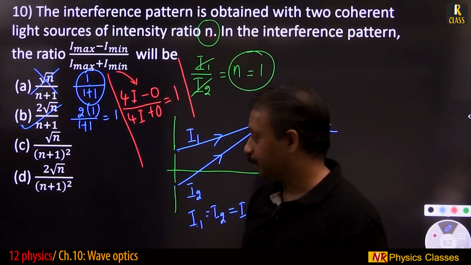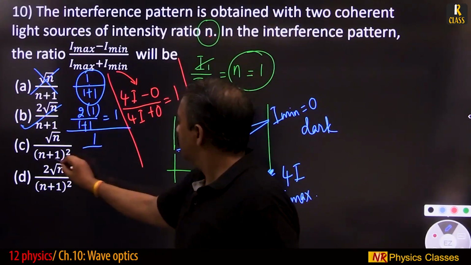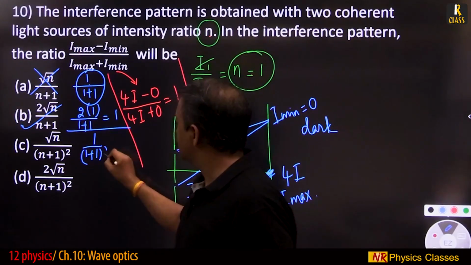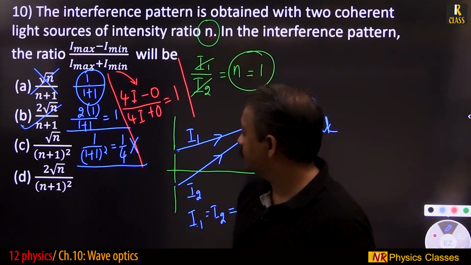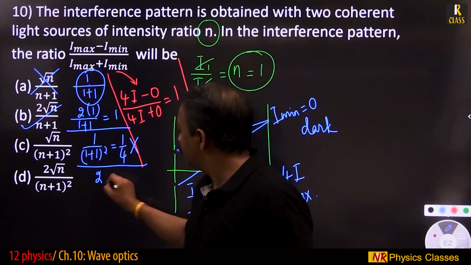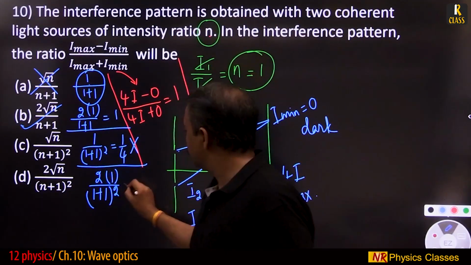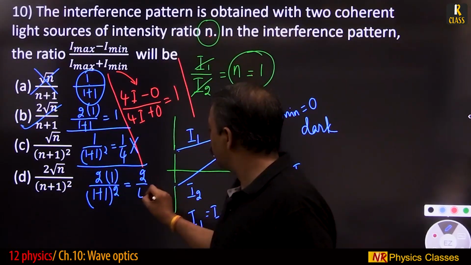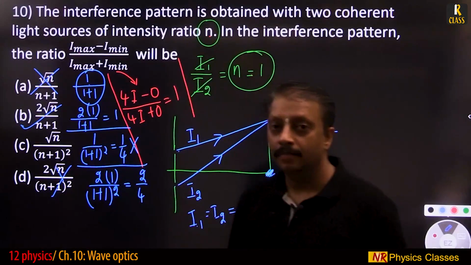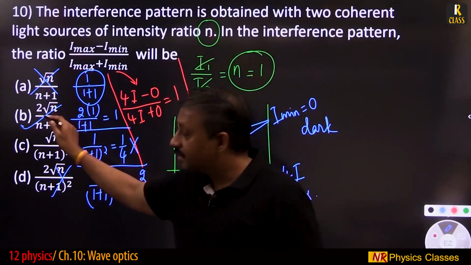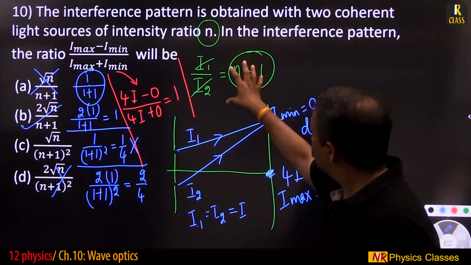Let us check the other two. This is 1 by (1 plus 1) square, which is 1 by 4. This is not the answer. 2 into 1 by (1 plus 1) square is 2 by 4, 1 by 2. Not the answer. See? But to arrive at this using the induction method or shortcut method, you need to know a few basics.